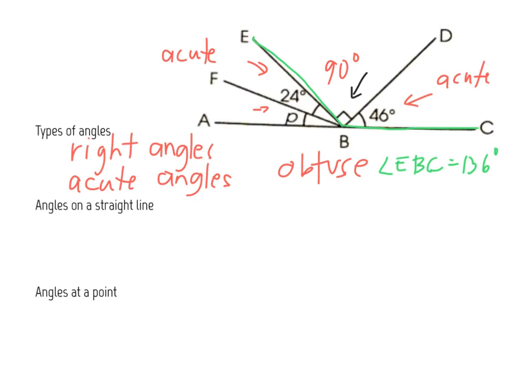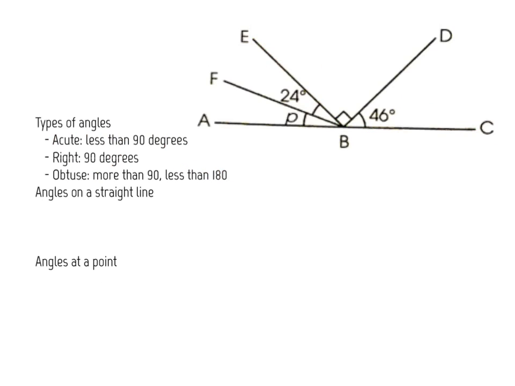So now let's go to the next one. Let's try to remove the highlights. Now, as you may notice, our angles along a straight line always add up to 180. So this is your straight line over there.